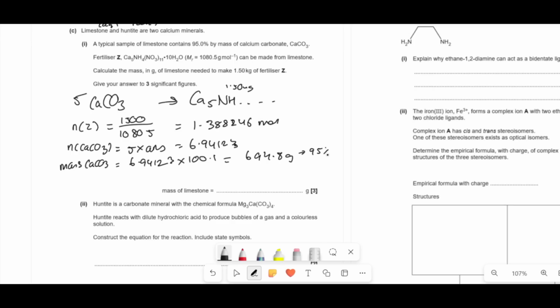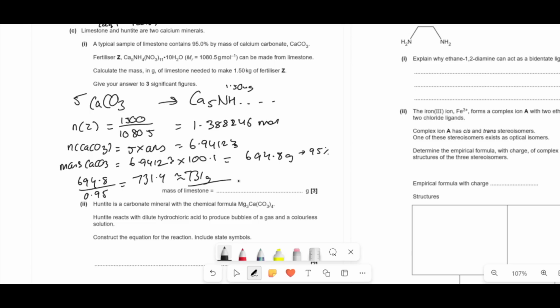So to actually get the full mass of the entire limestone and not just the CaCO3, you're going to have to undo the percentage, which would be 694.8 divided by the percentage as a decimal, 0.95, and that will give you how much limestone you need, which is 731.4 grams, or 731 grams. So it's really important to make sense of the question here.